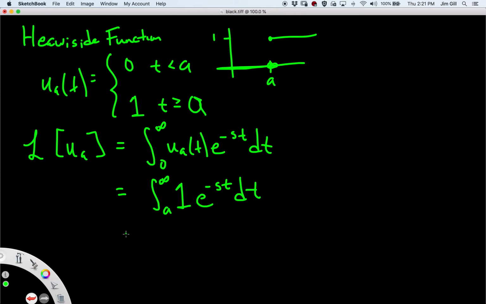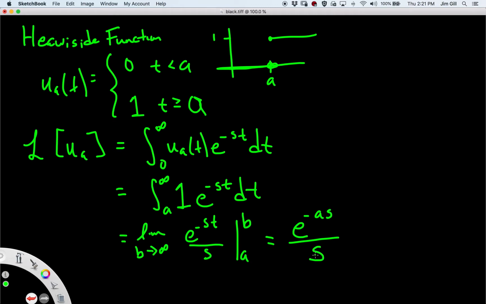So this we know how to do from calculus. This is going to have to be the limit as, let's say, b goes to infinity of e to the minus st over s, because the variable here is t, evaluated at b minus the value evaluated at a. And when we let b go to infinity, we calculate the limit, we get e to the minus as over s. So there's our Laplace transform of the Heaviside function. Okay. So if we turn on at time 1, it's e to the minus s over s. If we turn on at time 2, it's e to the minus 2s over s, and so on and so forth.